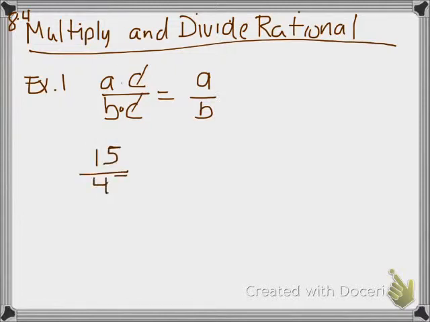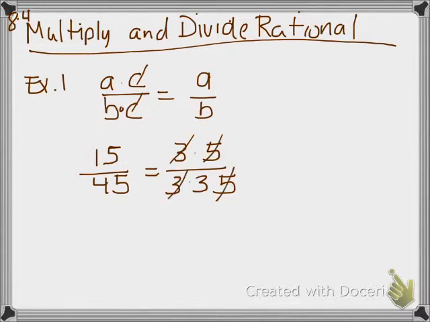Now, one with numbers, 15 divided by 45. 15 comes from 3 times 5, and 45, it's 9 times 5, but that 9 breaks down into 3 times 3 times 5. Since we have a 3 in common, we could eliminate that, and of course you could eliminate your 5s. Anytime that you're left over with nothing on top, you need to make sure you put a 1 over 3.